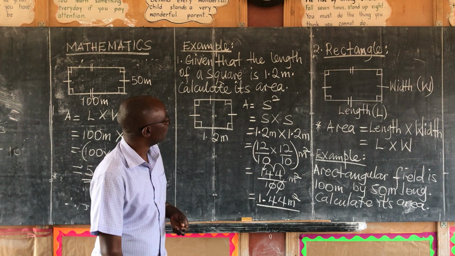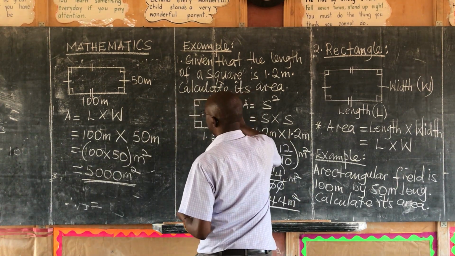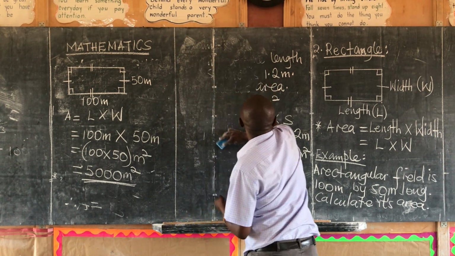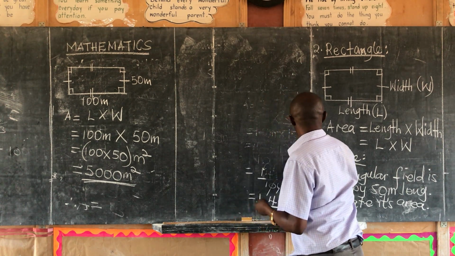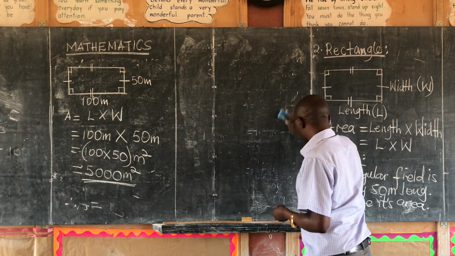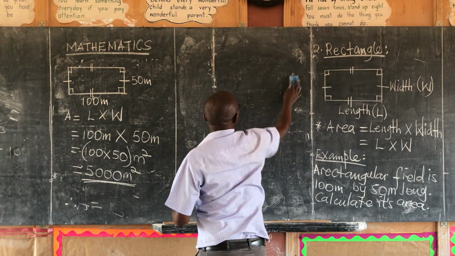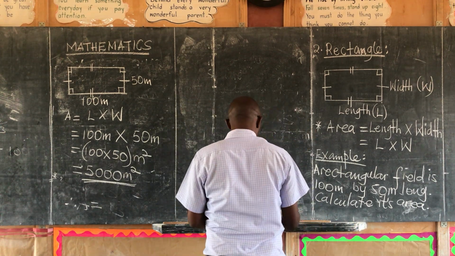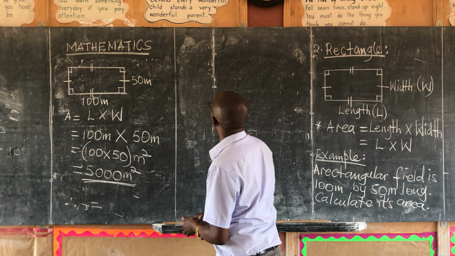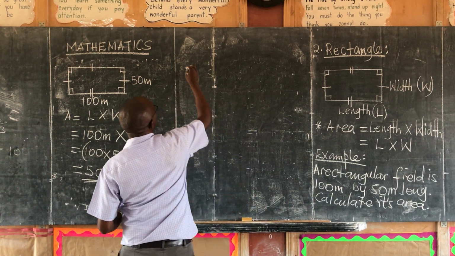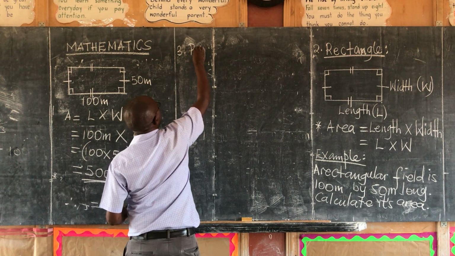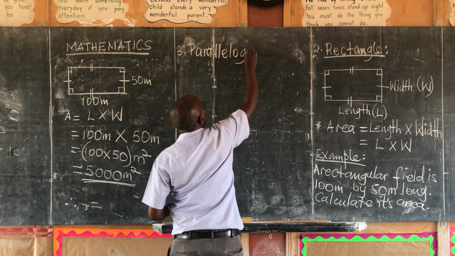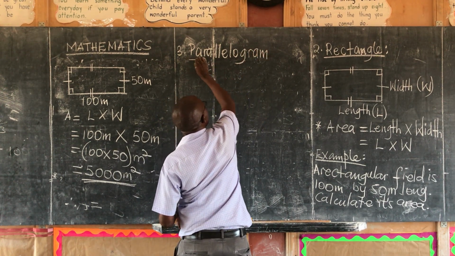Okay. We now go to the parallelogram. We are going to look at the area of a parallelogram. That is our number 3. We are looking at the parallelogram.